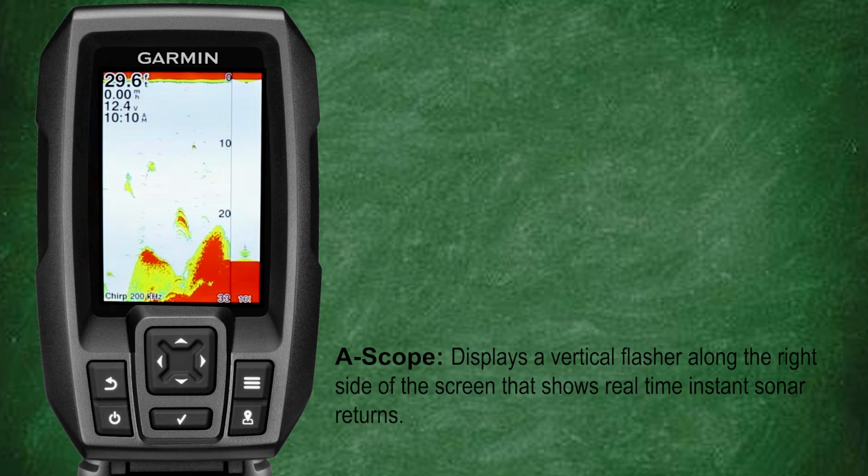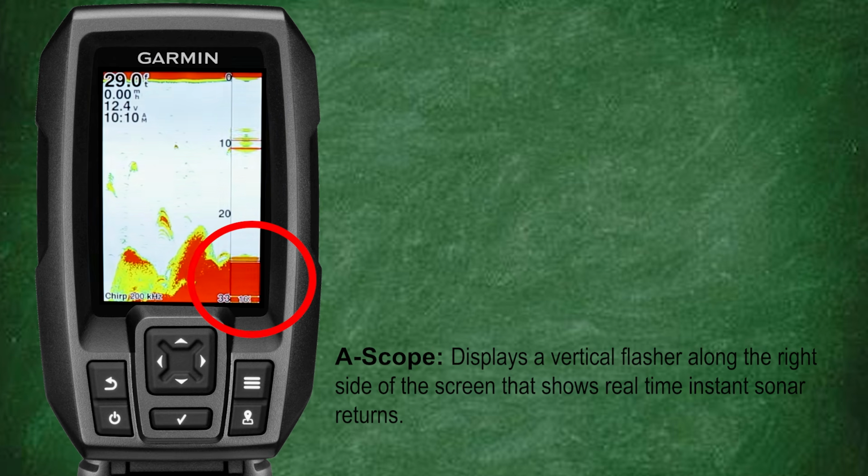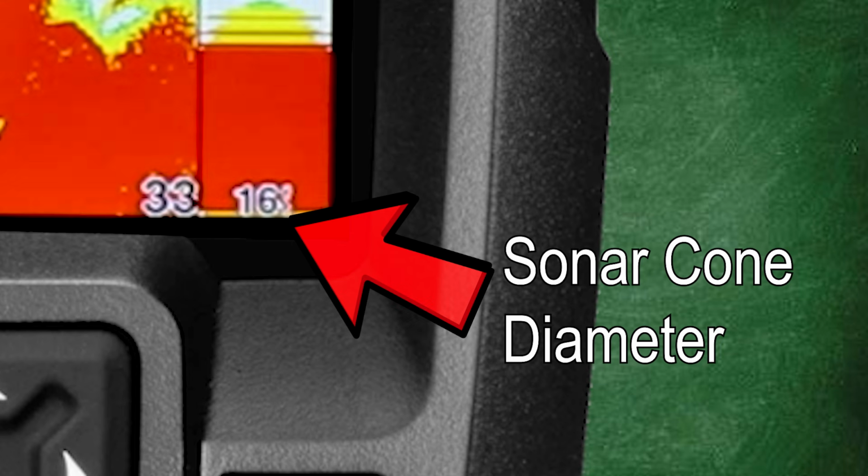Now, one cool feature that Garmin did add to the Striker Series Fish Finder is located on the bottom of the A-scope. You'll see a number. This number represents your current transducer cone diameter.